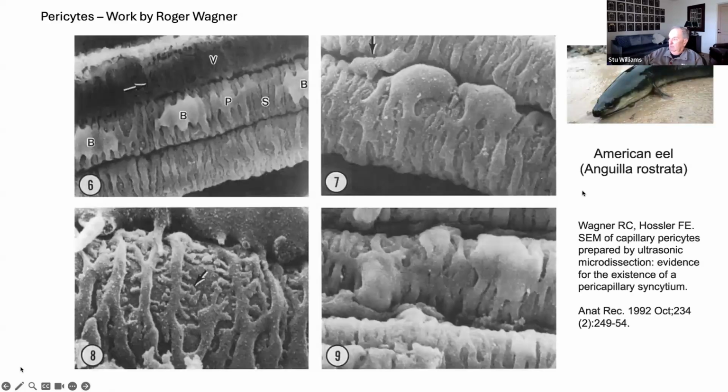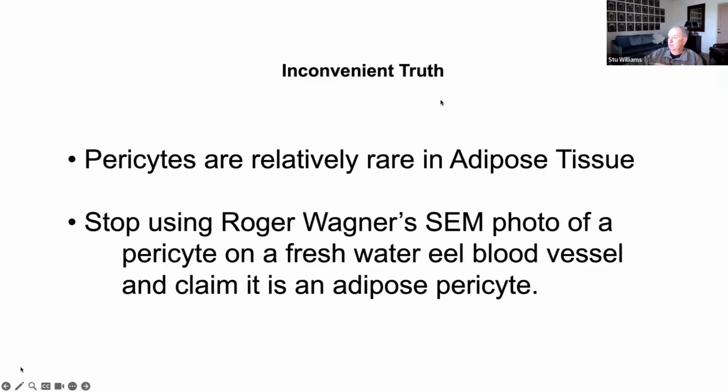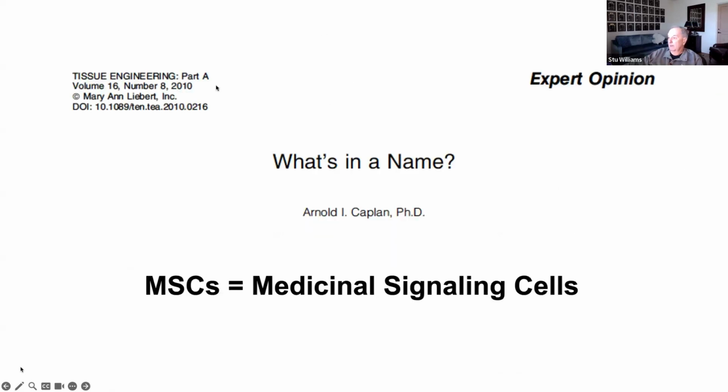It comes from Roger Wagner and Fred Hostler's 1992 paper of pericytes enveloping the endothelium of the swim bladder of the American eel. It has nothing to do with the cells that wrap themselves around the endothelial cells of fat, which leads us to another inconvenient truth. Pericytes are relatively rare in adipose tissue. They are not a pluripotent cell that you can really find. And I just ask people to stop using Roger Wagner's figure 7 from that original paper.